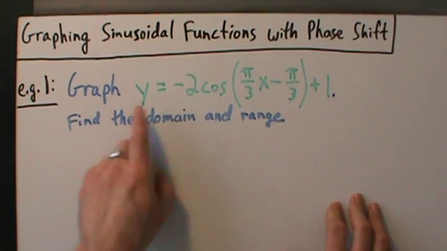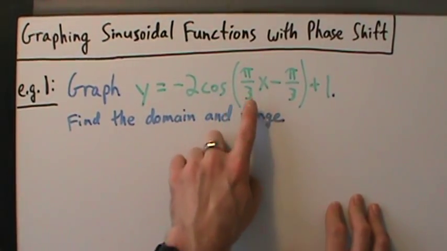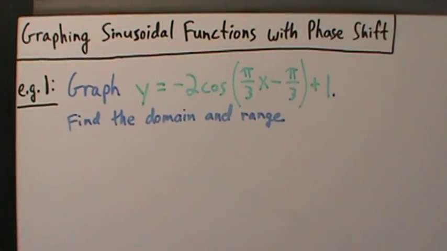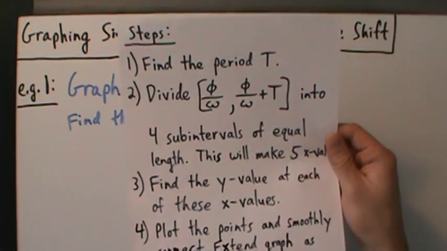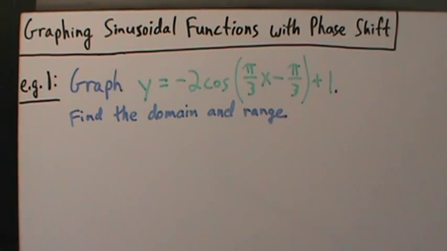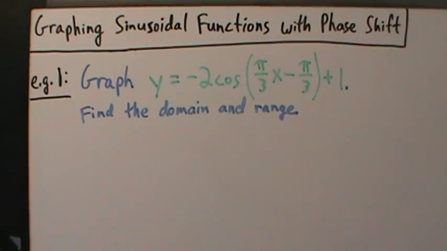So graph y equals -2 times the cosine of pi over 3x minus pi over 3, and then plus 1. And we're also going to find the domain and range. So basically what we're going to do here is follow a set of steps that's almost identical to the set of steps that we followed when we had no phase shift. We'll talk about similarities and differences at the end of the video, and we'll make some comparisons and some observations also. So really, a lot of the things that we did without a phase shift, we're going to do again here. And we're actually going to see that not a whole lot's different.